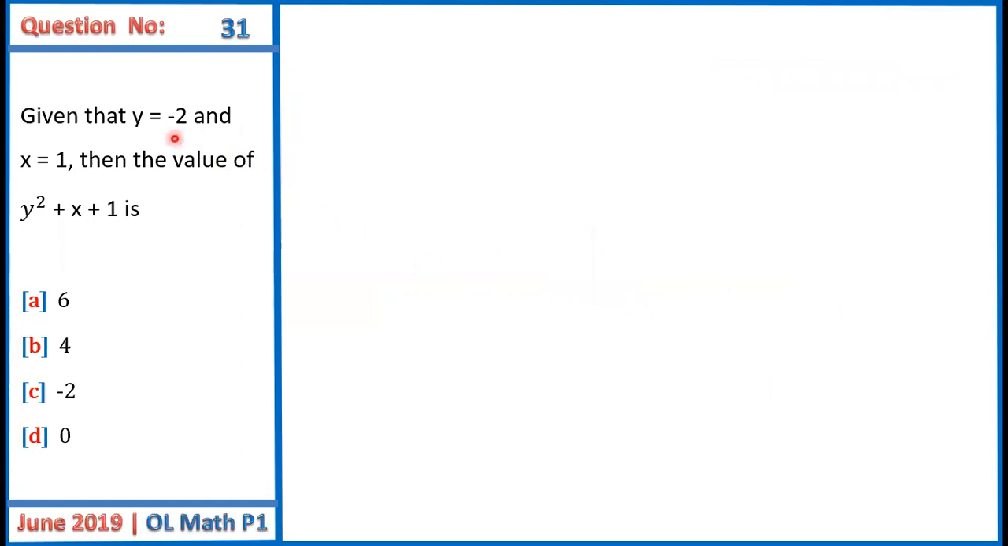we are given that y equals -2 and x equals 1. Then the value of y squared plus x plus 1 is the same procedure. Instead of writing y squared, I'm going to write (-2) squared, plus x is 1, right? Plus 1. So this will give us 4 plus 1 plus 1, which is 6. So the numerical value of this expression is 6 when x is 1 and y is -2.